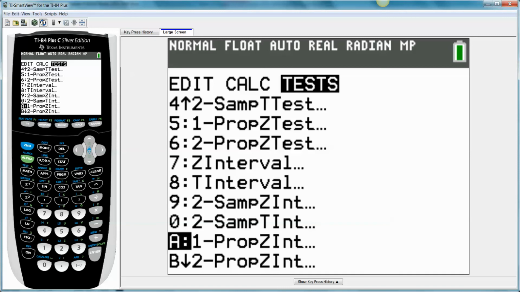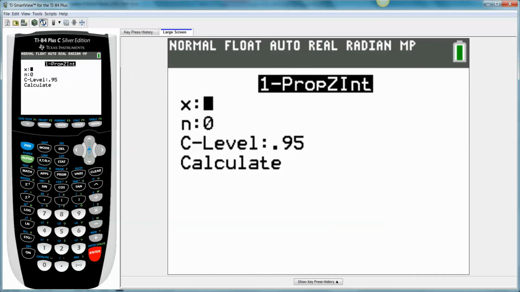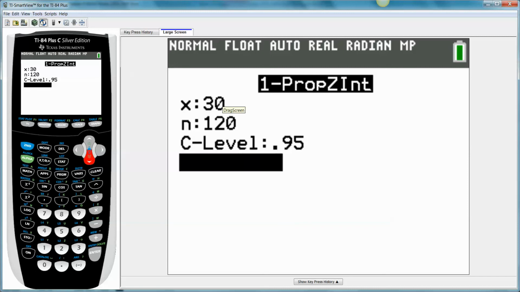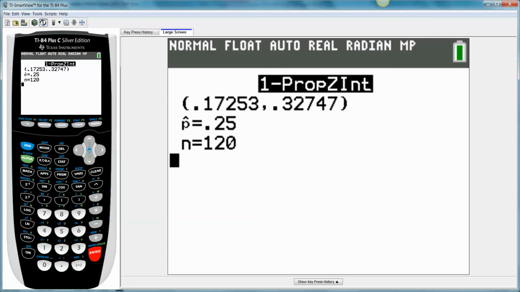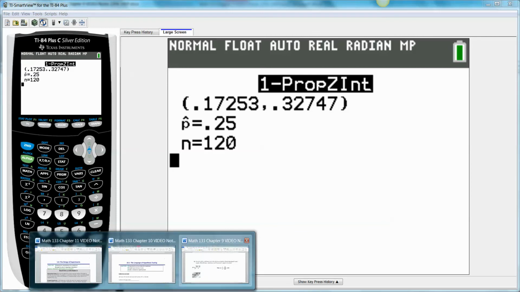We had 0.25. That's our only proportion. So we grab that one. And now it needs x, n, and 0.95. So x was 30. N was 120. We had 0.95 as our confidence level. And we go down to calculate. Now, just a real quick note here. X has to be a whole number, no matter what. So if you have to find x yourself, you might have to round it to get it to be a whole number, right? Because it has to be a whole number. All right, so I'm going to go down to calculate. And there's the answer, 0.17253 and 0.32747. So let me write those in.